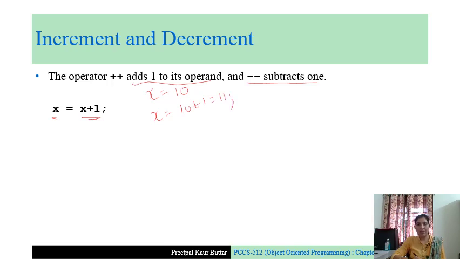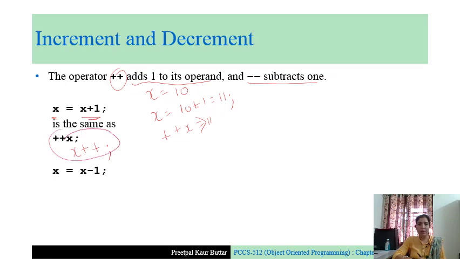So this is the increment operation, but we can also do it with the help of plus plus. It is same as plus plus x. This will also make the value of x as 11. And also we can write it as x plus plus. Both of them are same. So this is same as this and this.